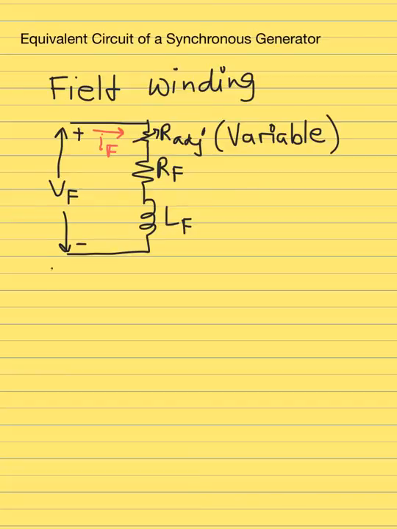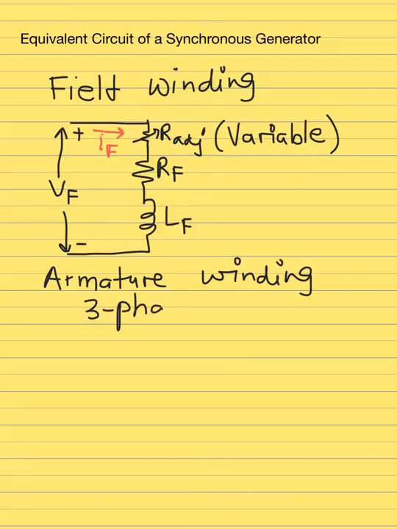Now we have armature winding. In the armature winding, voltage is produced, and we also know that it's AC, and we know that it's three-phase. So you will see a three-phase winding in here, and the three-phase winding can be either in Y or in delta. So in order to see the complete circuit for the armature winding, this is how it's going to look for the complete three-phase.